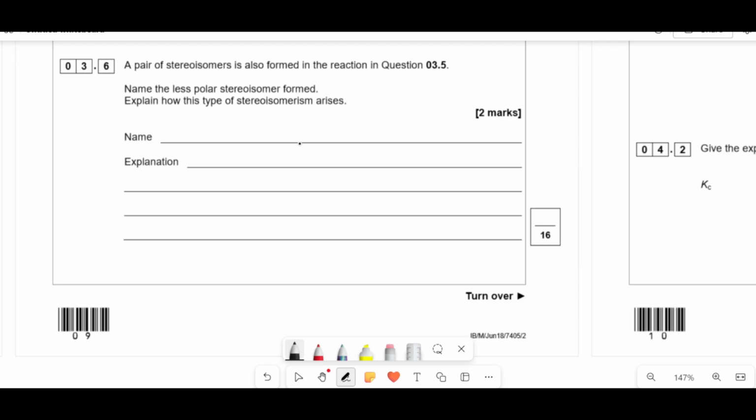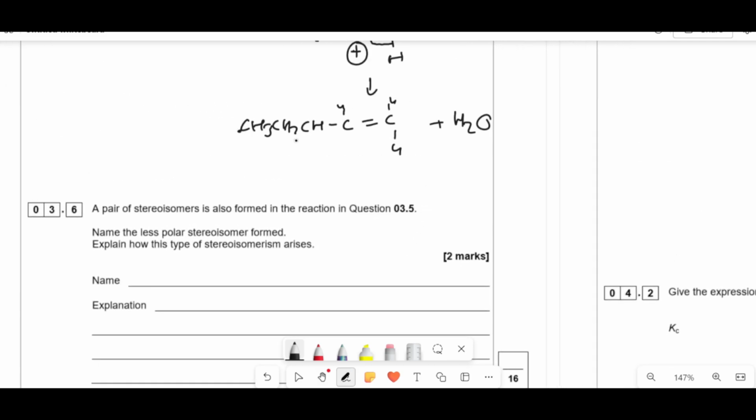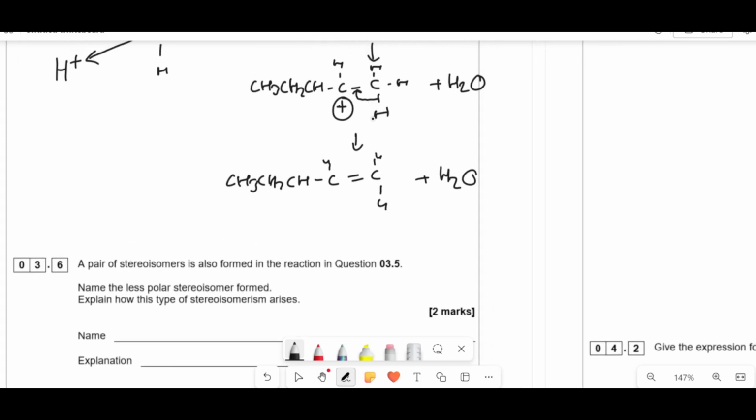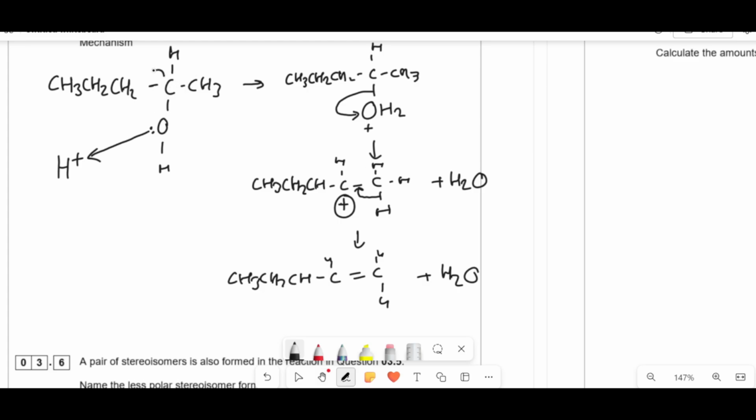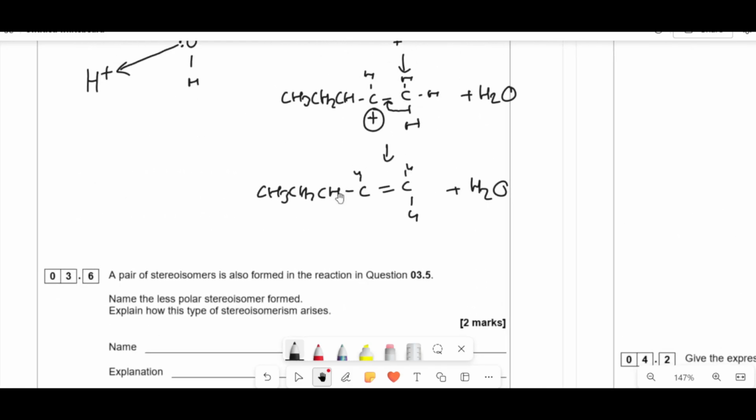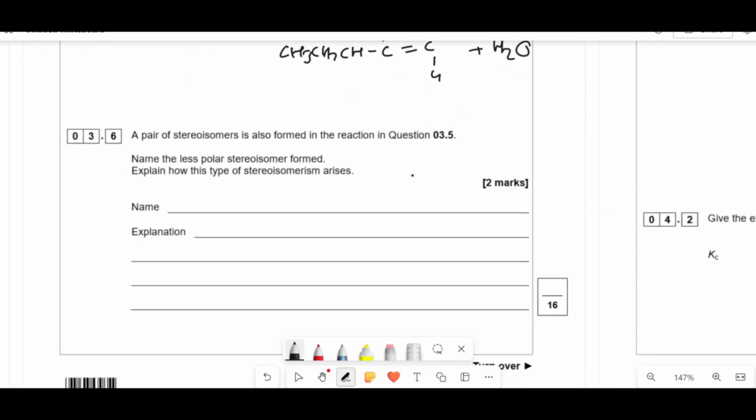So if we're looking for what's less polar, first of all, let's have a look at what we're making. 1, 2, 3, 4, 5, right? It's pent-1-ene or pent-2-ene. But remember that the double bond doesn't necessarily have to be between these two. Because you can see this is the original carbon, it could be between here or here. So what you can end up with is pent-2-ene instead. So the one that's more polar, generally speaking, is the one that's the cis isomer or Z isomer.